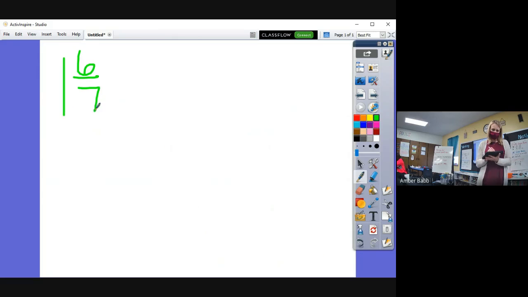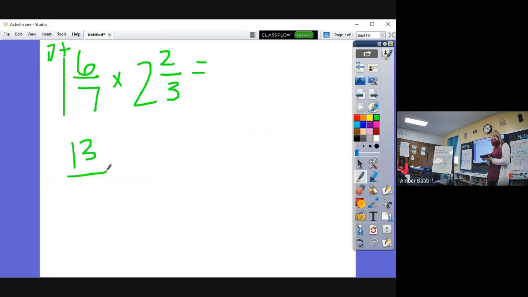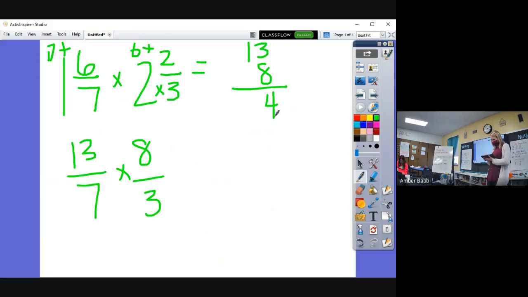1 6/7 times 2 2/3. All right, 7 times 1, 7 plus 6, 13 sevenths. On this side, I've got 3 times 2, 6 plus 2 gives me 8/3. Now I've got 13 times 8. This is another big one. It's 104. 8 times 3 is 24. So I've got 104 over 21.